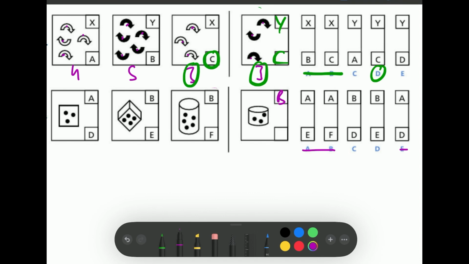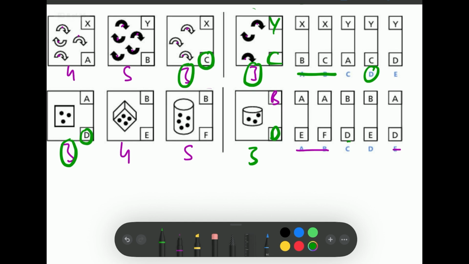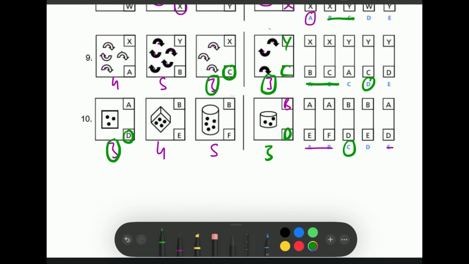3 different second letters again, and that's because of the different number of black circles again. Here we've got 3, 4 and 5. Here we've got 3, same as this one, D. It's going to be a D here. So BD, so the answer is C.